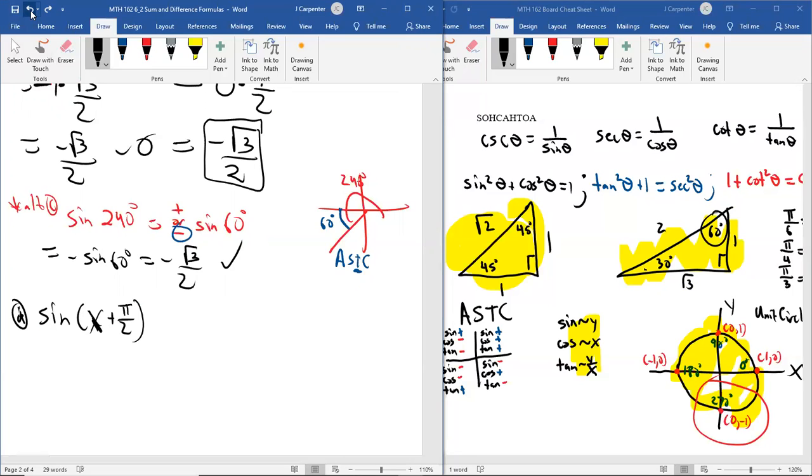All right, but it's a sine formula with a plus. So that formula goes sine, cosine, cosine, sine. So it goes sine of the first times cosine of the second, sine, cosine, then it goes cosine, sine. Cosine of the first times sine of the second.